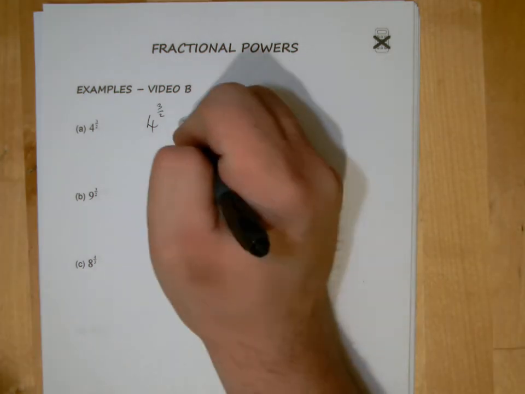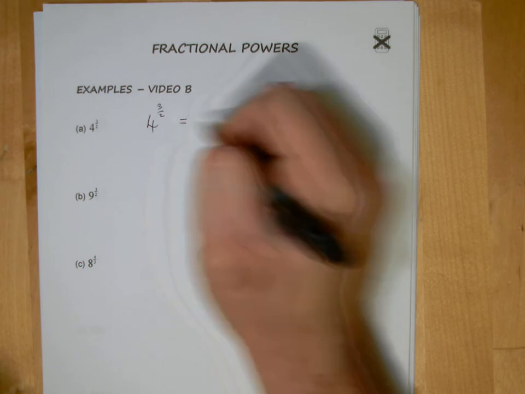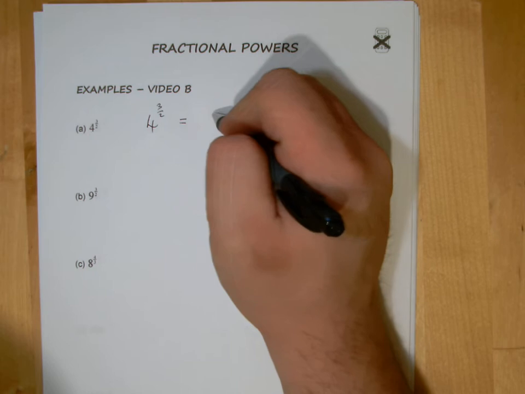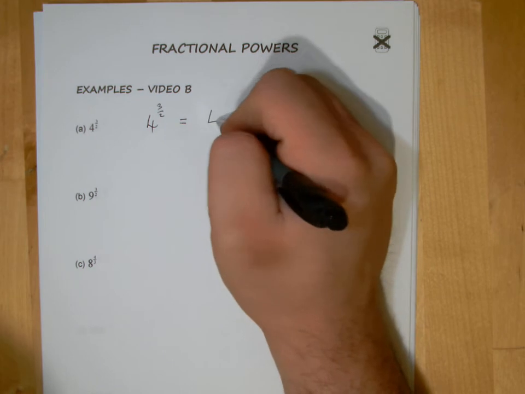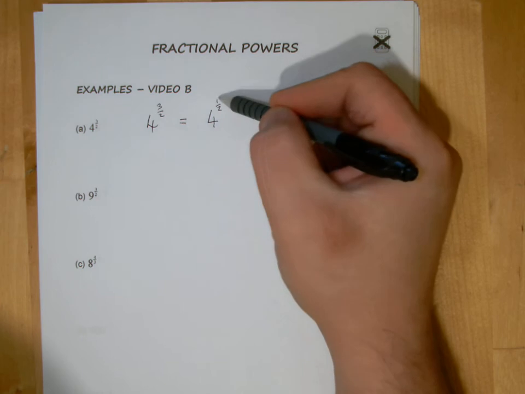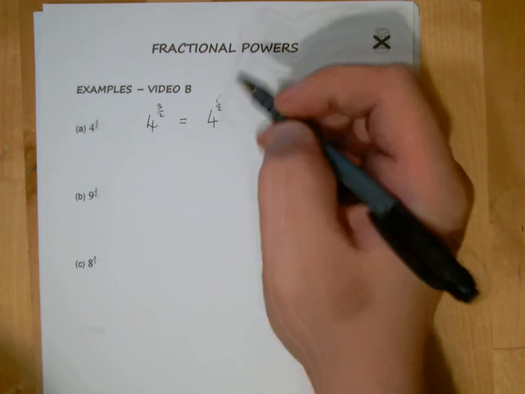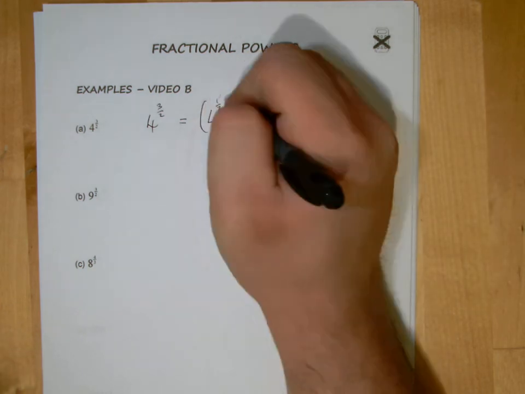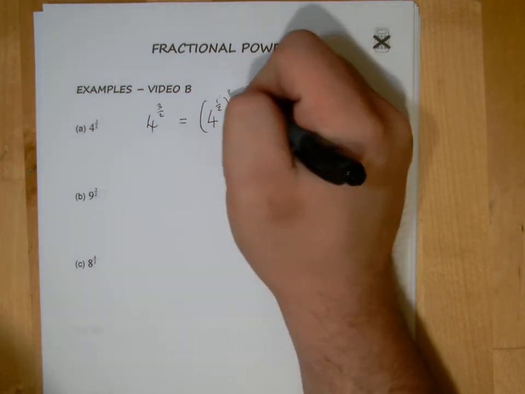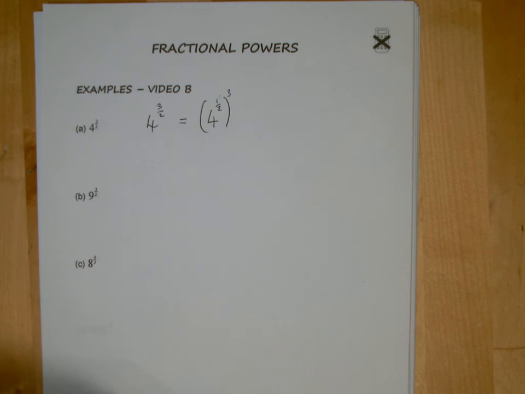First thing you do is, instead of thinking of it as 4 to the power 3/2, write it as 4 to the power 1/2. So it's a unit fraction. I'm getting rid of that 3, replacing it with 1, but then put a bracket around it. And that 3, put up here, as another power.